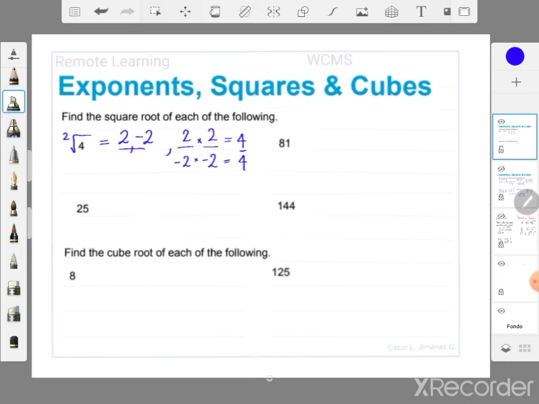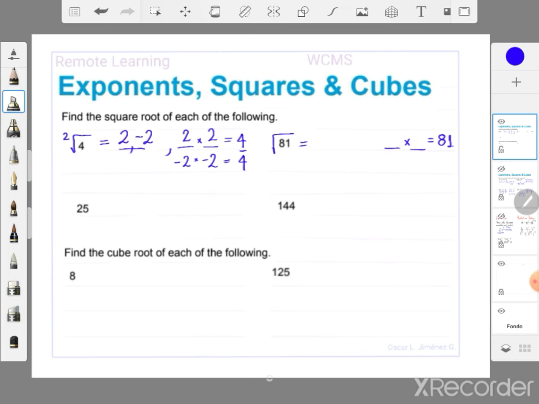Now let me show you the square root of 81. Again, we need to find a number such that this number multiplied by itself will be 81. So think about the multiplication. For example, try with 7. What is 7 times 7? It is 49. So you need a greater number. For example, 8. What about 8? 8 times 8 will be 64.